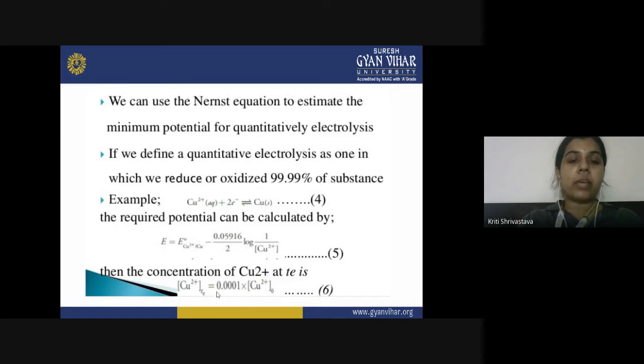It will be only 0.0001% of the initial concentration of copper, that is Cu2+. This is the initial concentration, and this is the concentration at the time TE, because we have considered 99.99% of the substance reduced or oxidized.